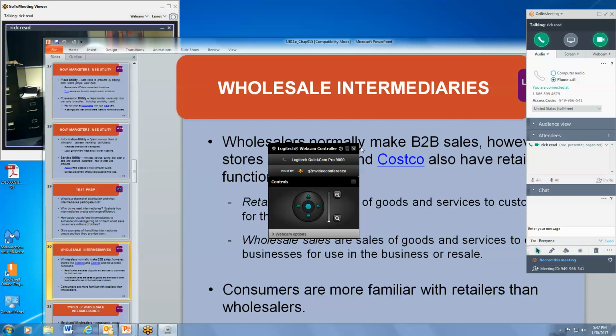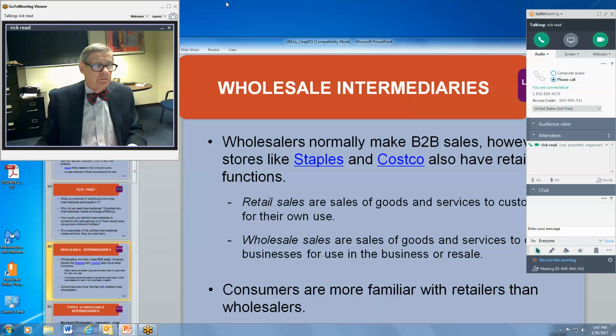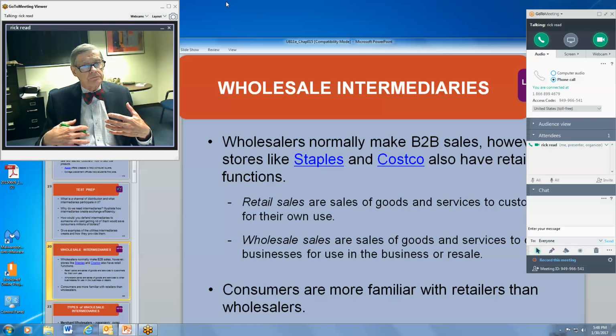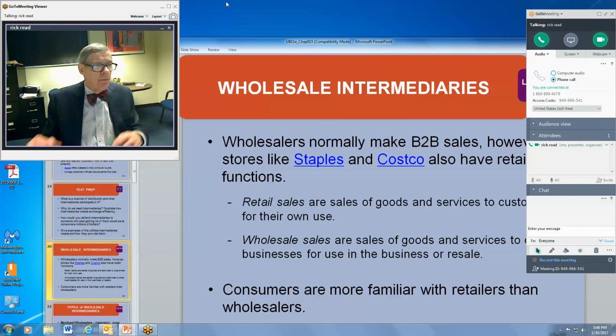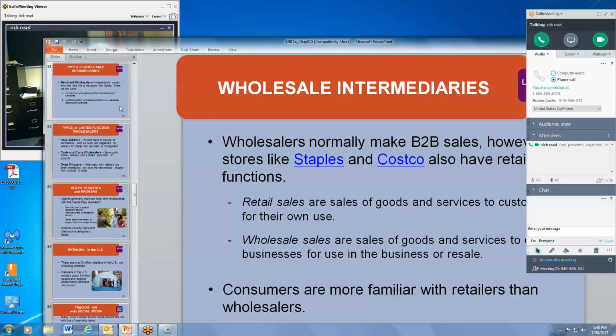Now, here are the wholesale intermediaries. They make business-to-business sales for the most part. However, you do have organizations like, as the slide says, Staples and Costco, which have a retail part to them. So you have the best of both worlds there. Remember, retail goes to the end user. Wholesale normally goes to another business or an institution or a government entity. And most of us know more about retailers than we do about wholesalers, because we don't normally deal with wholesalers. We deal with retailers.